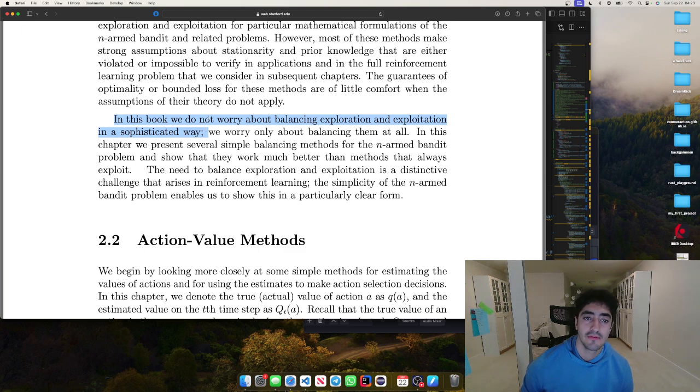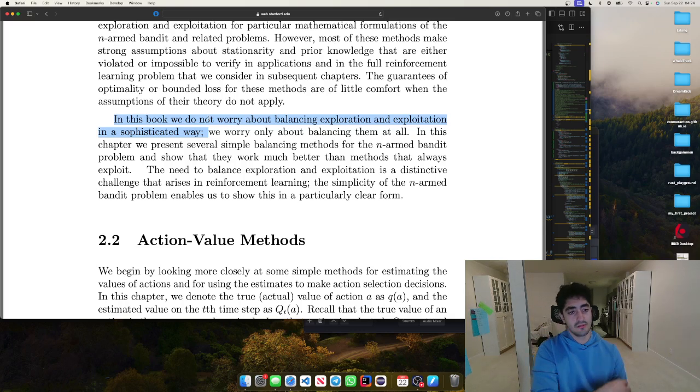In this book, we do not worry about balancing exploration and exploitation in a sophisticated way. We worry only about balancing them at all. In this chapter, we present several simple balancing methods for the n-armed bandit problem and show that they work much better than methods that always exploit.